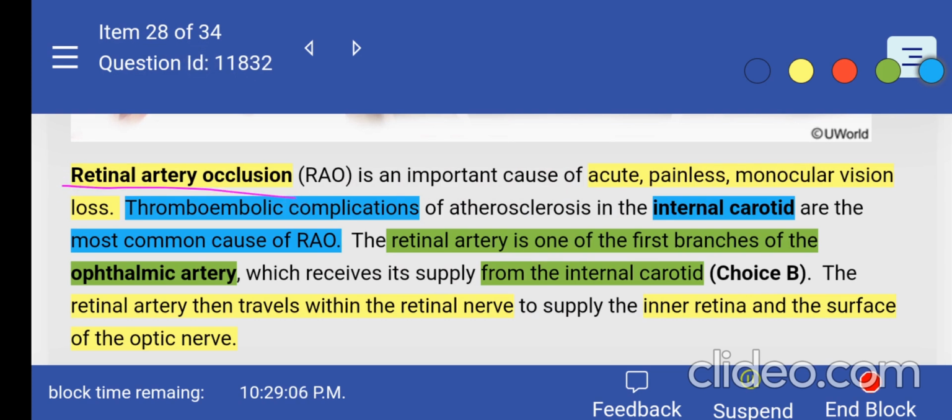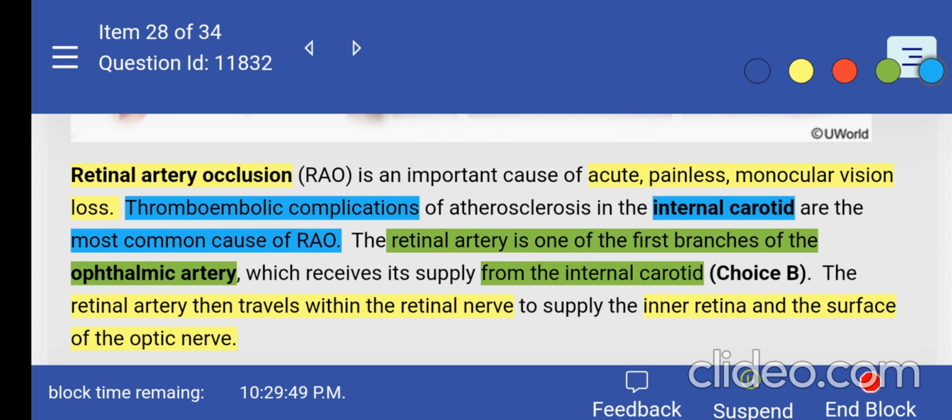So retinal artery occlusion is an important cause of acute painless monocular vision loss, right? Thromboembolic complications of atherosclerosis in the internal carotid are the most common cause of retinal artery occlusion. This is important, right? The retinal artery is one of the first branches of the ophthalmic artery, which receives its supply from the internal carotid artery. We recently talked about this. The ophthalmic artery would give a branch to the retinal artery, and that would supply the retina of the eye, right?